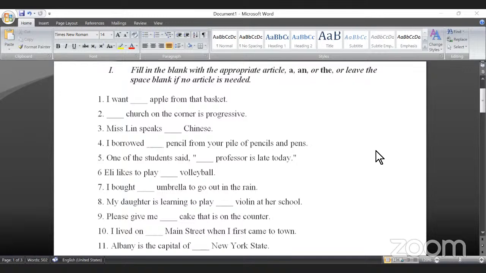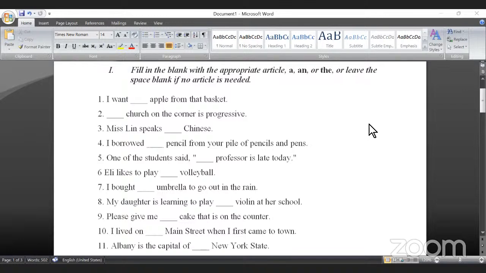Okay. Fourth one, I borrowed dash pencil from your pile of pencils. A pencil, right? So one pencil from the pile, right? So here the reference is towards the number, right? So you can use articles to refer to the specific nature of something or the generic nature of something, right? All of these are uses of the articles in English. So a pencil from your pile of pencils.